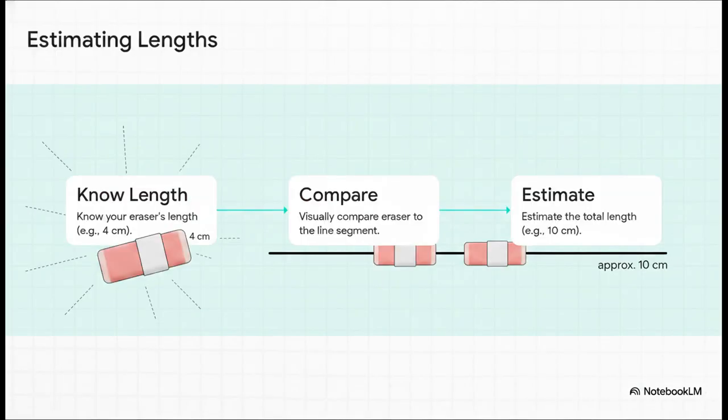And hey, before you even calculate a single thing, you can actually estimate lengths using stuff sitting right there on your desk. Take a standard eraser, for example. It's usually about 4 centimeters long. You can mentally stack that eraser next to a line segment on your page. If the line looks to be about 2.5 times the length of your eraser, boom, you instantly know the total length is roughly 10 centimeters. No ruler required. It's a fantastic real-world trick.